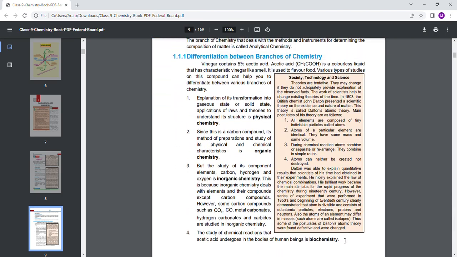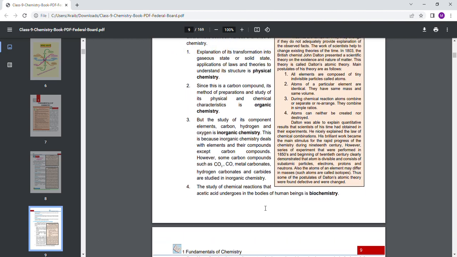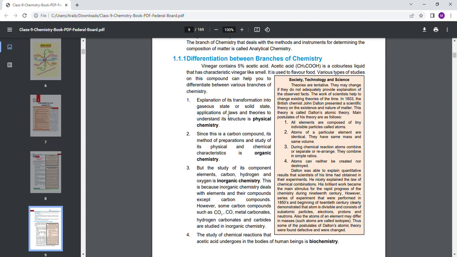So these are the differentiation between branches of chemistry. Now we will study the practical and then we will study differentiation. Vinegar contains 5% of acetic acid.